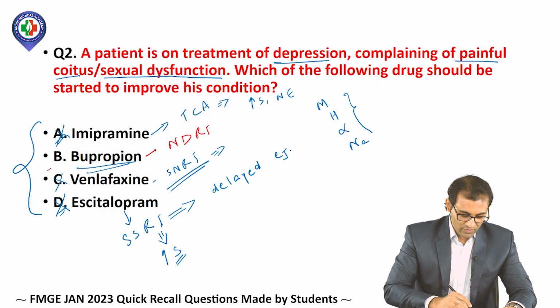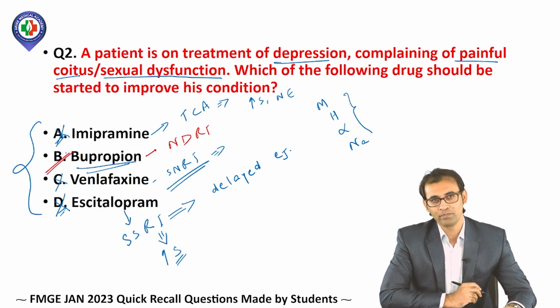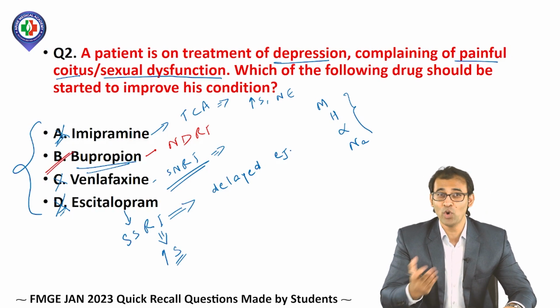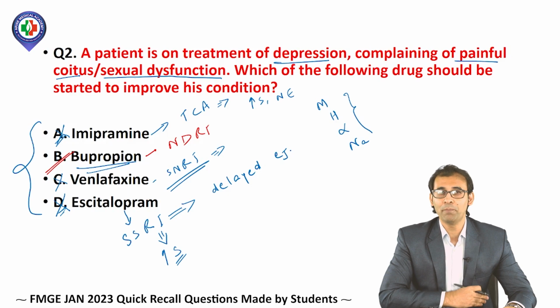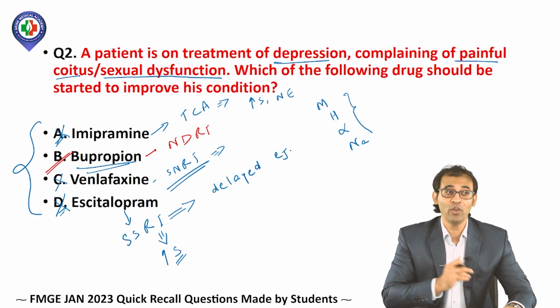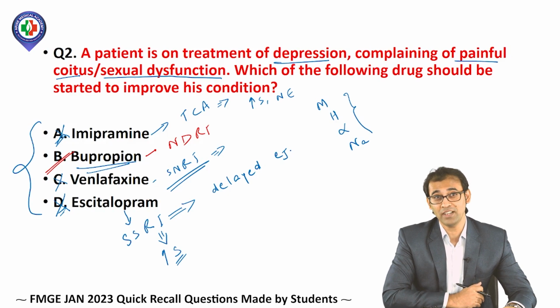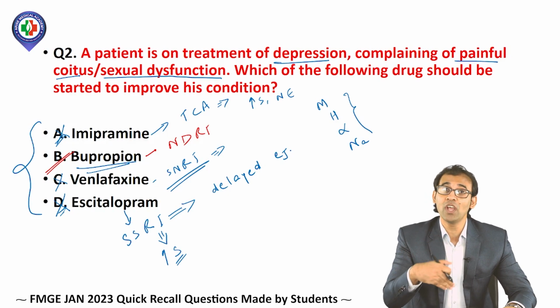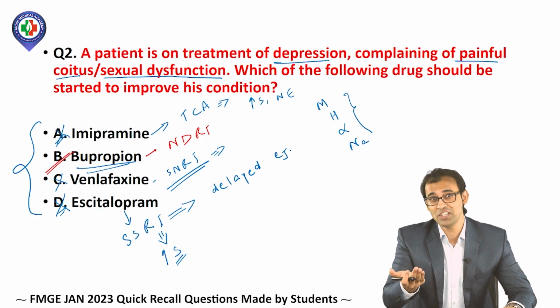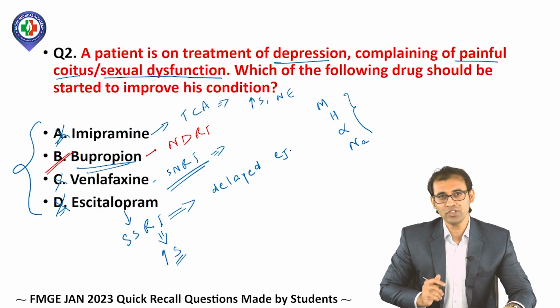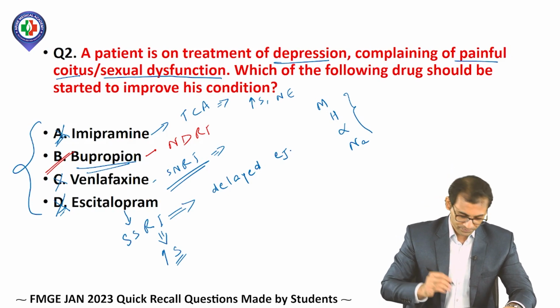So the safest drug will be what? Bupropion. I hope you know some more points about bupropion: it is also used as an anti-smoking drug, and it is used specifically in atypical depression. We also use bupropion for the treatment of ADHD, right? So yes, this question is related to psychopharma.